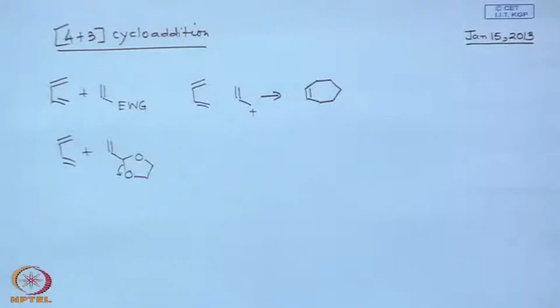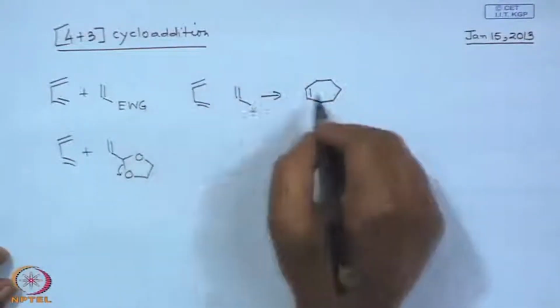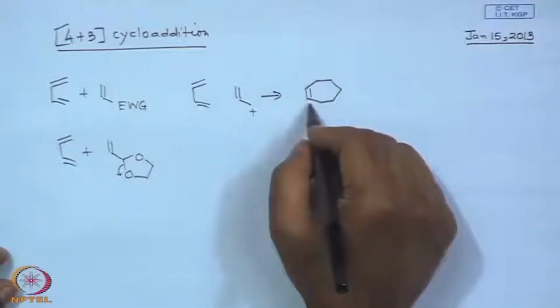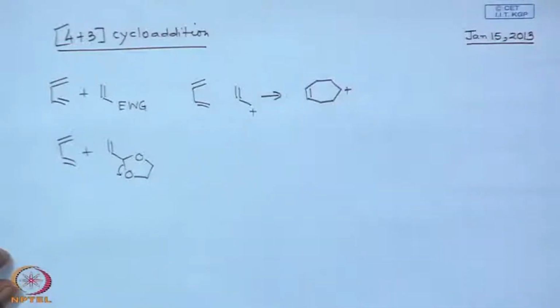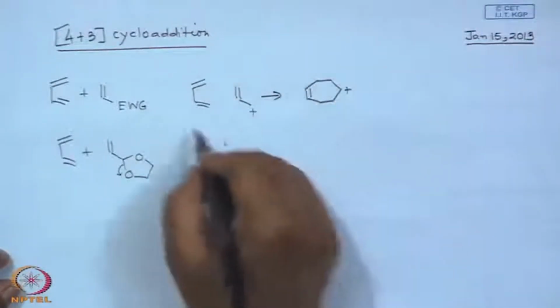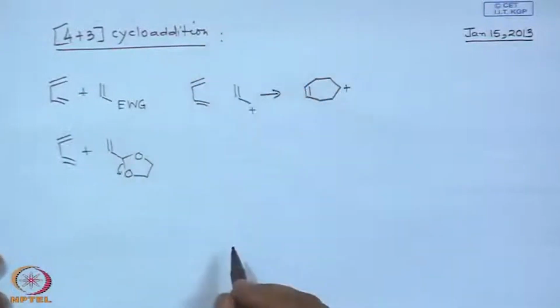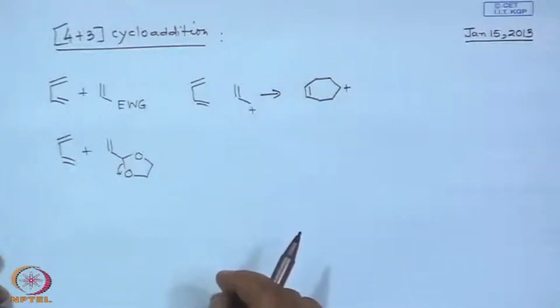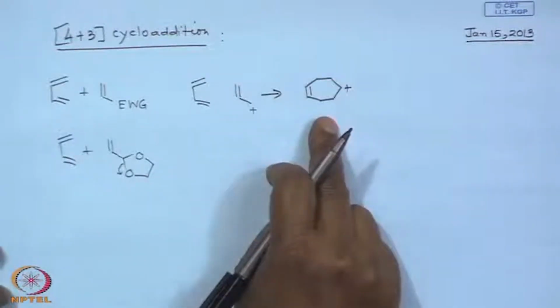But again this simple version is not really known, and if you look at the reaction here, it is not the cycloheptene, it has to be a carbocation here to balance the charge, right. This is basically the formal 4+3 cycloaddition reaction. This simple version is not really known, but what is known is equivalent to that kind of thing.